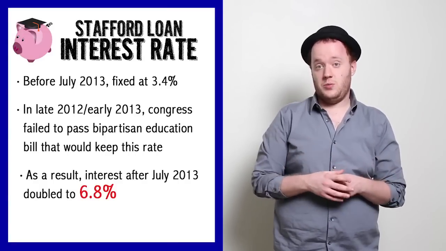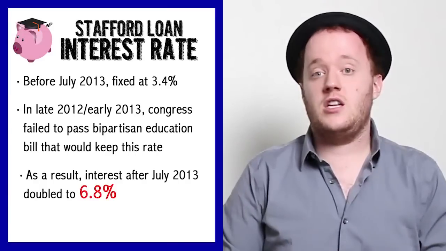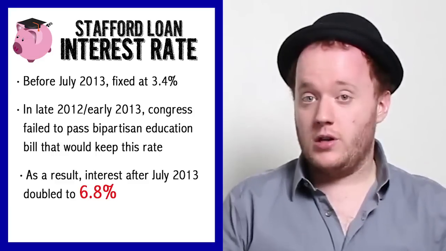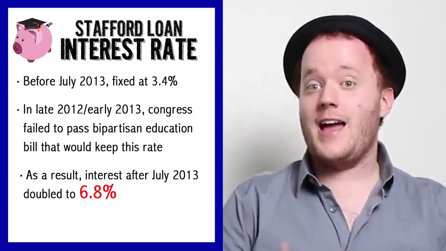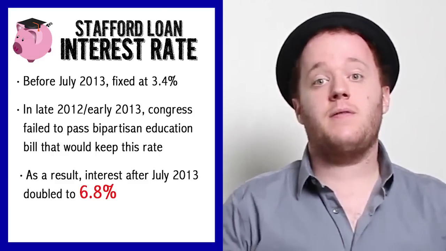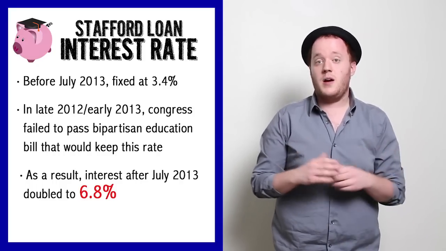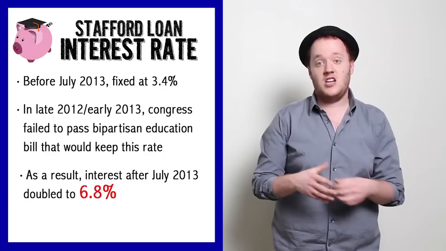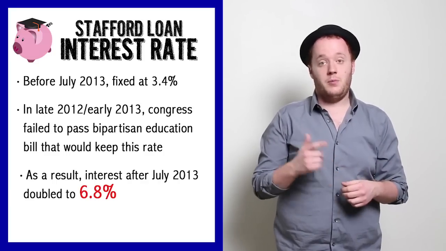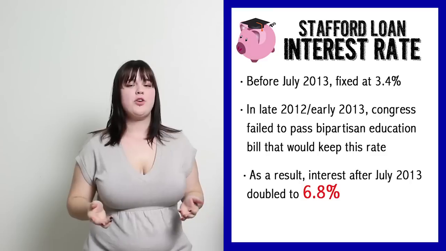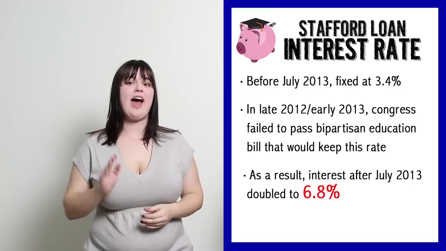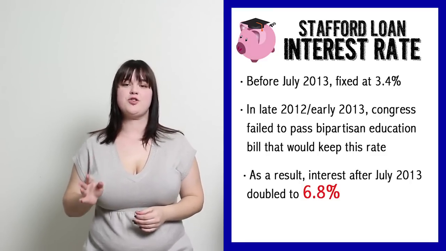So something that has been given a lot of attention lately is the student interest rate for these very loans. Currently, the interest rate is 6.8%. However, loans taken out prior to July of 2013 have an interest rate of 3.9%. In late 2012 and early 2013, when Congress and the President were unable to reach a bipartisan education deal, the interest rate doubled from 3.9 to 6.8%. As a result, any Stafford Direct loans that were taken out after July 2013 will have an interest rate of 6.8%.